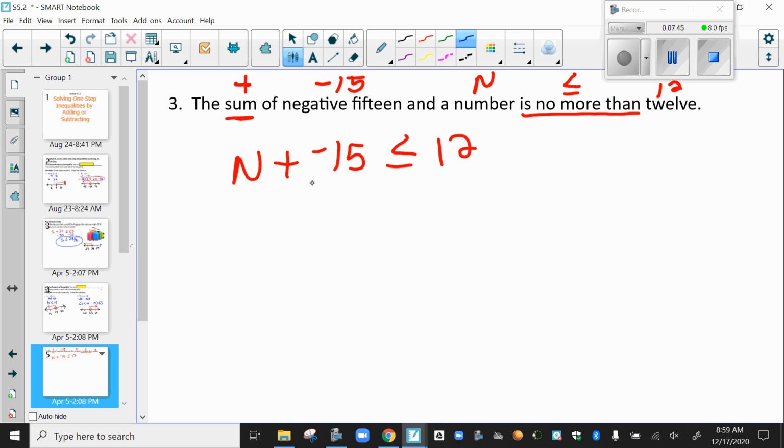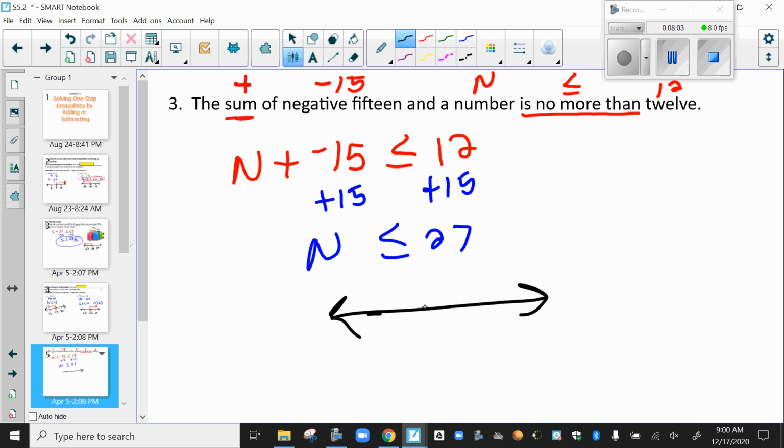And to solve it, remember we have plus and negative. I want to do the opposite of the sign closer to the number. So I'm going to do plus 15 and plus 15. That gives me n is less than or equal to 27. That's going to be 27 in the middle, 28 on this side, 26 on this side. A solid circle and an arrow to the left because we have less than or equal to.